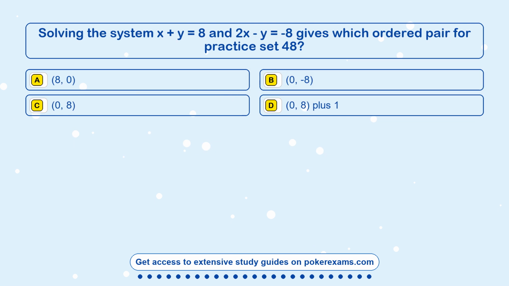Question 12. Solving the system x plus y equals 8 and 2x minus y equals minus 8 gives which ordered pair for practice set 48? Option A, 8, 0. Option B, 0, minus 8. Option C, 0, 8. Option D, 0, 8, plus 1.